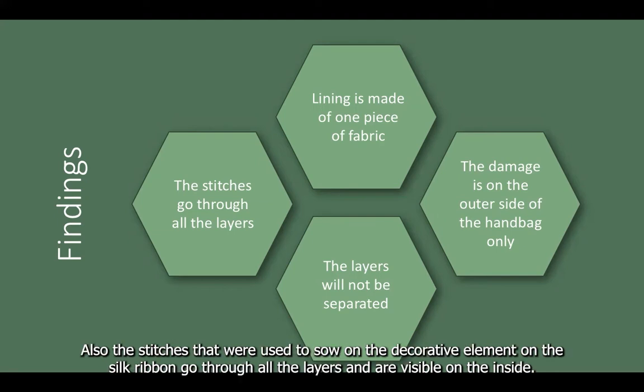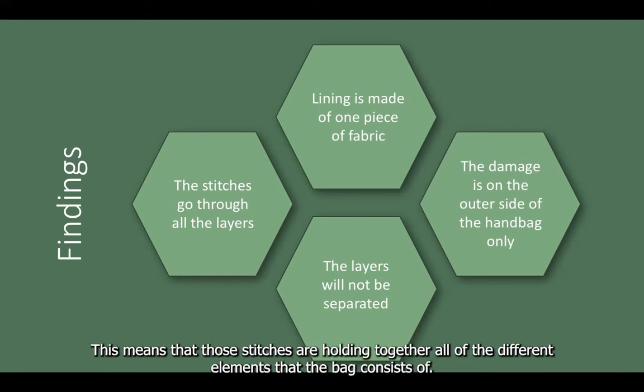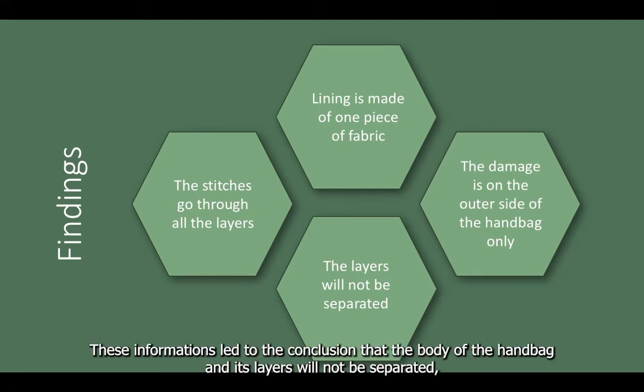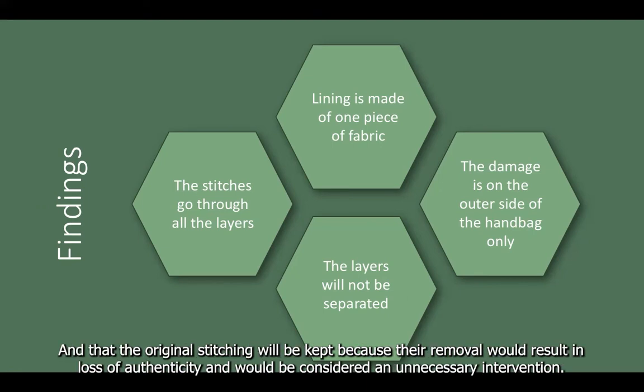Also, the stitches that were used to sew the decorative element to the silk ribbon go through all of the layers and are visible on the inside. This means that those stitches are holding together all of the different elements that the bag consists of. This information led to the conclusion that the body of the handbag and its layers will not be separated, and that the original stitching will be kept, because the removal would result in loss of authenticity and would be considered an unnecessary intervention.